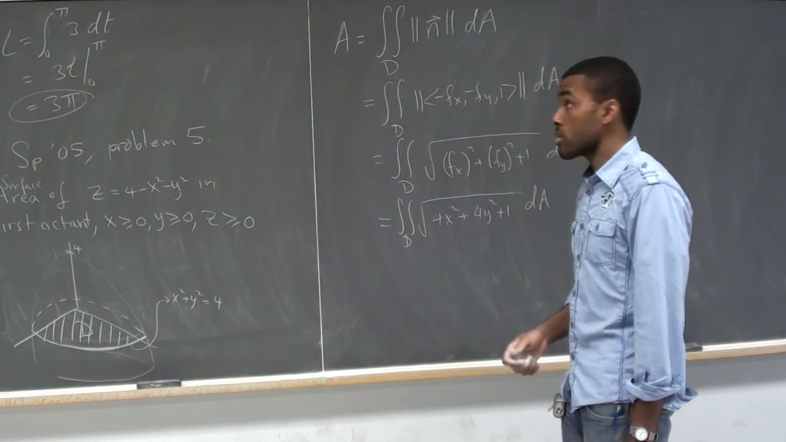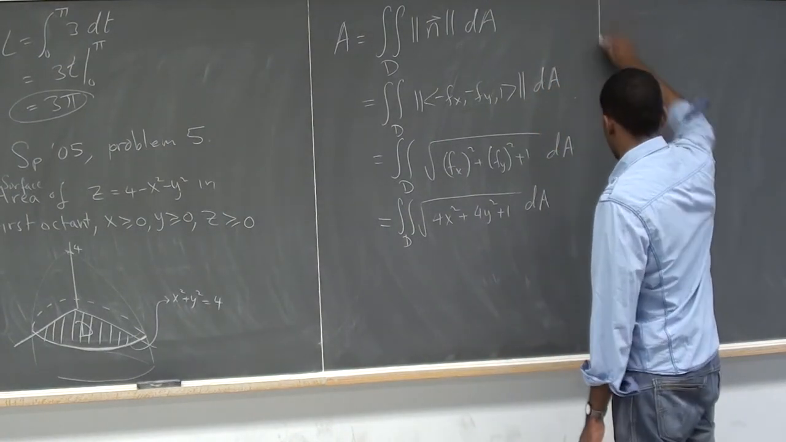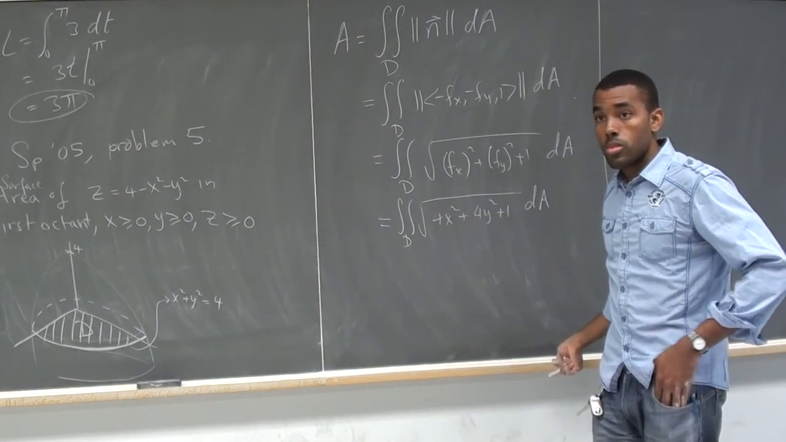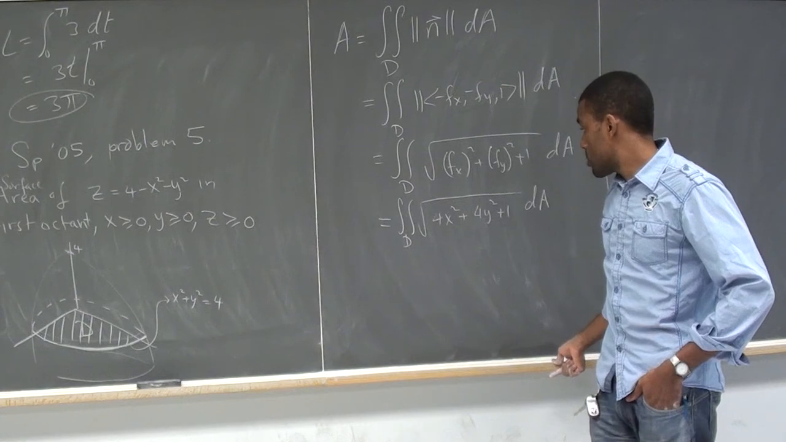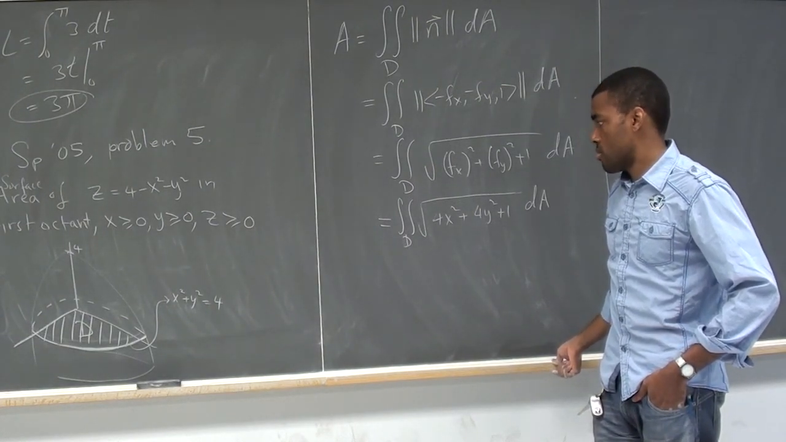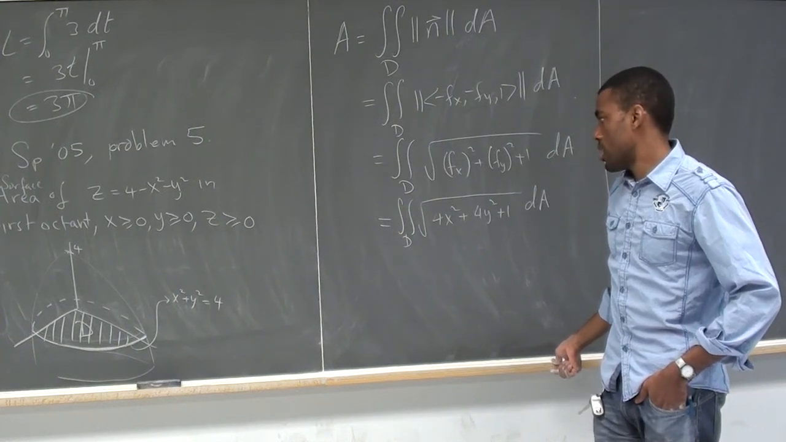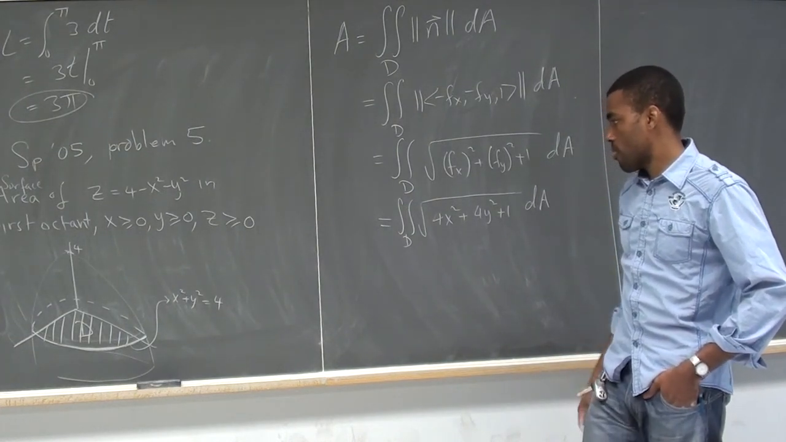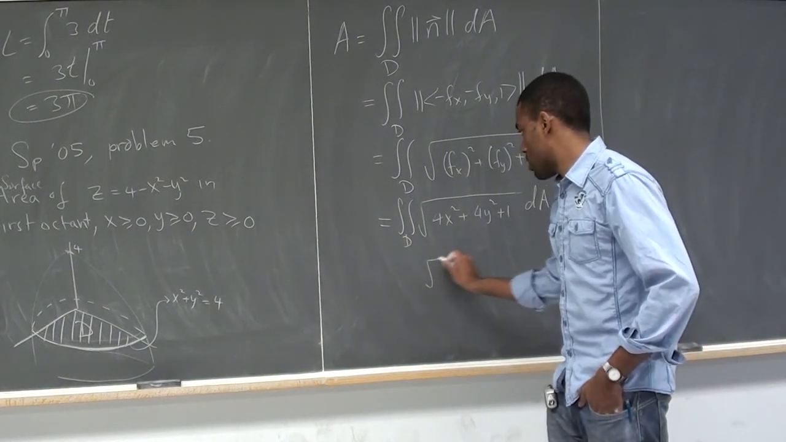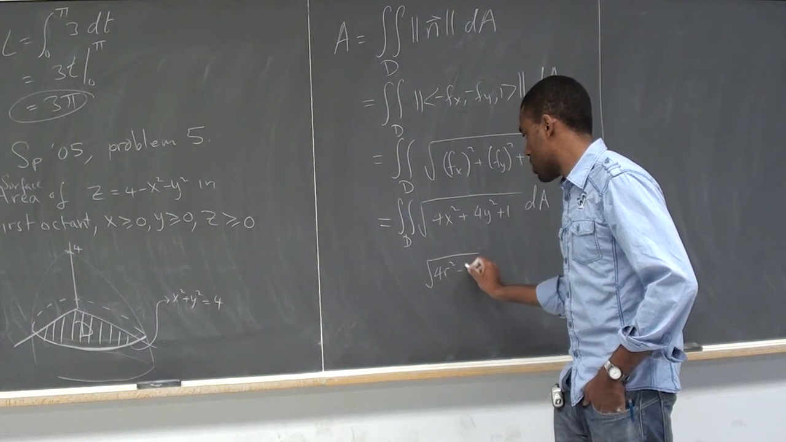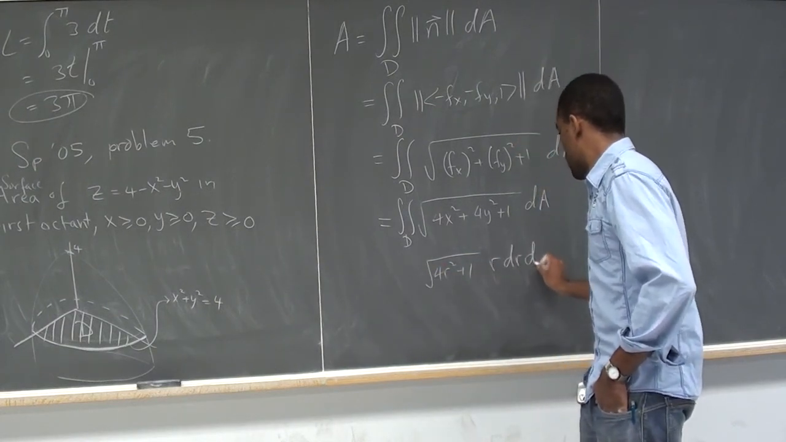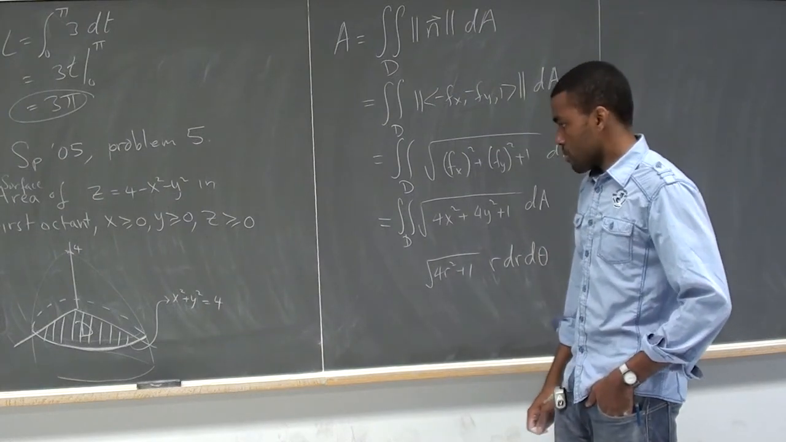Now how would you set up this integral? Use polar coordinates. Since x squared plus y squared is equal to r squared, this would be the radical of 4r squared plus 1, times r dr d theta.